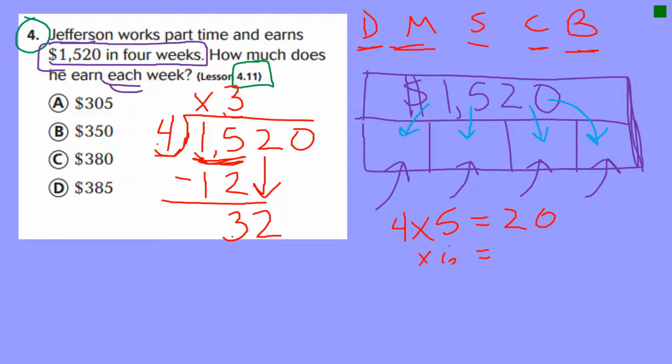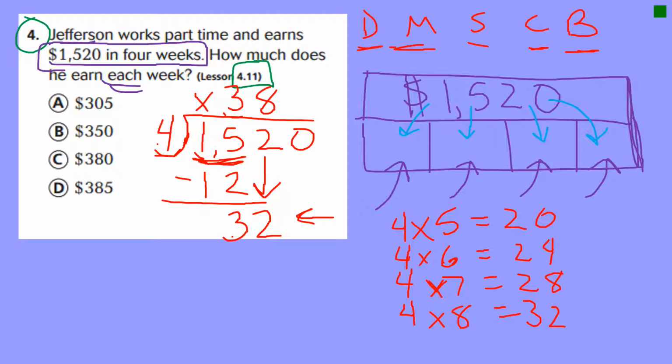4 times 6, right, is 24. Times 7 is 28. I'll write the 4s in so it doesn't look kooky. 4 times 8, let's see what's 4 more than that, 32. Oh, look at that. That's what we're working with right there, isn't it? 4 times 8 is 32, so 4 goes into 32 8 times.